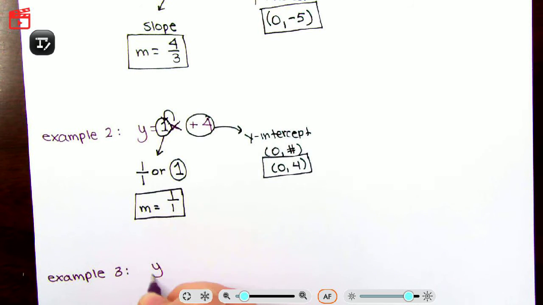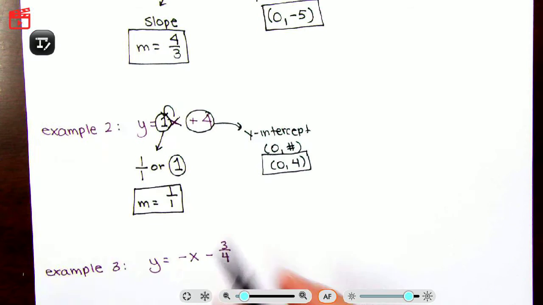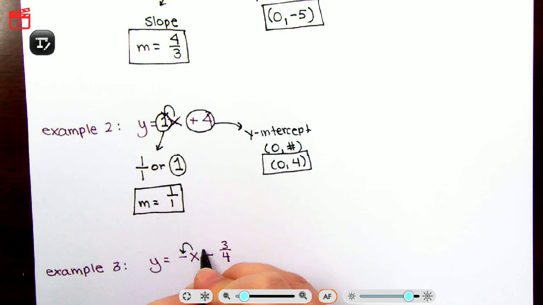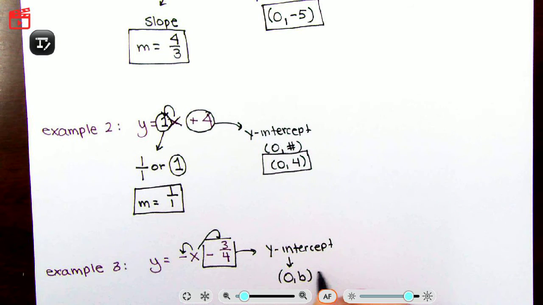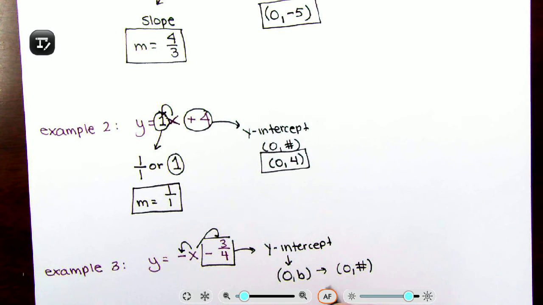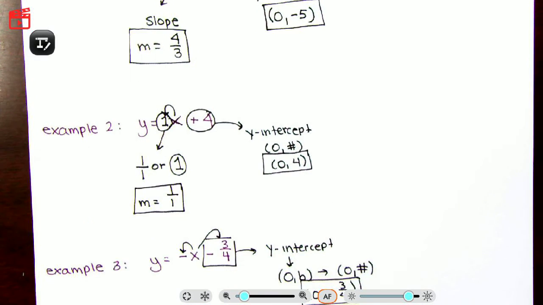Very similarly, I'm going to do y equals -x minus 3/4. Okay? Number in front of x, number behind x. So this right here is our y-intercept. Again, it is 0, comma, b, or 0, comma, number. And that number in this case is -3/4. So our y-intercept is 0, comma, -3/4 when it's asking for the y-intercept.